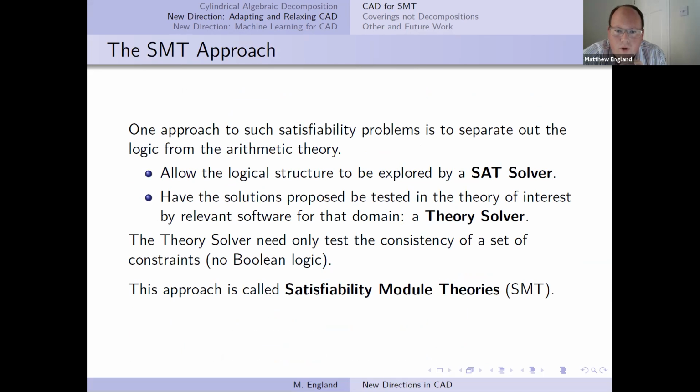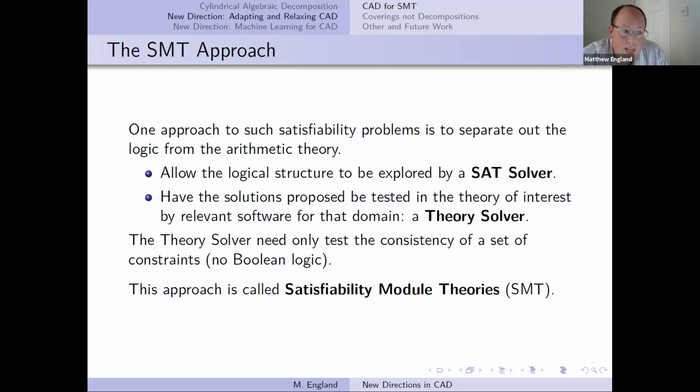So the SMT approach to satisfiability problems is to basically separate out the logic from the rest of the mathematics that's involved. And then they use SAT solvers, which are excellent, well-developed pieces of software to explore the logic and have the SAT solvers suggest solutions to the logic.